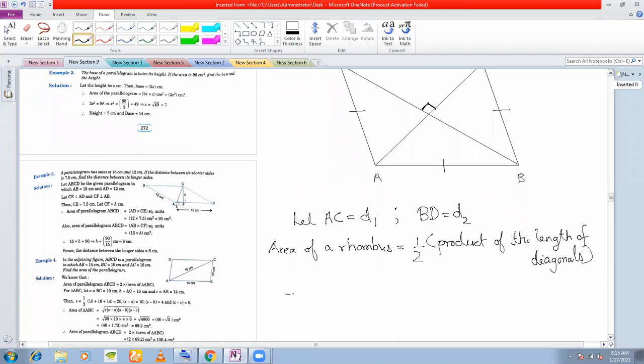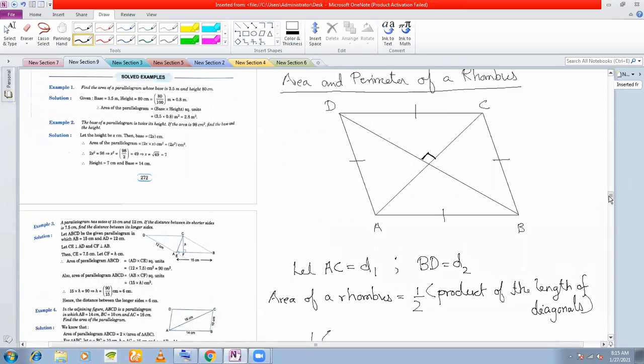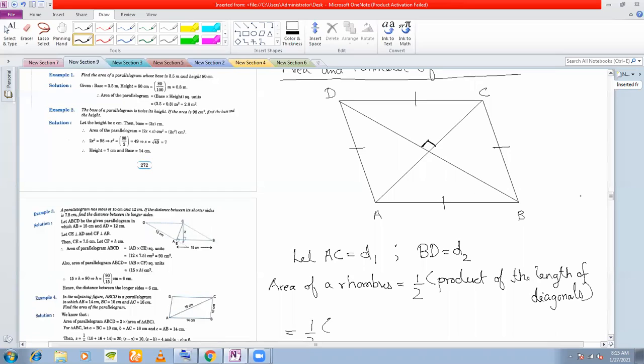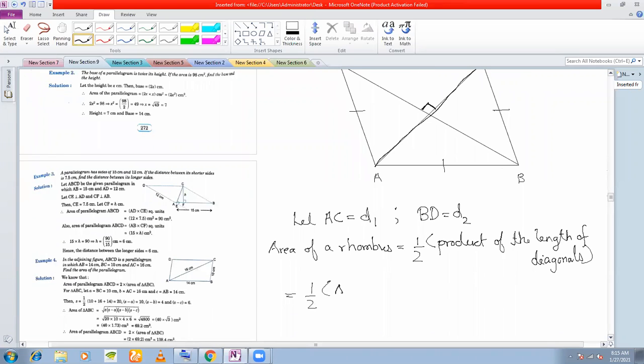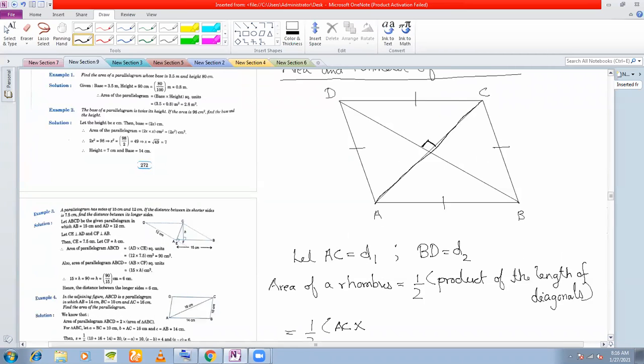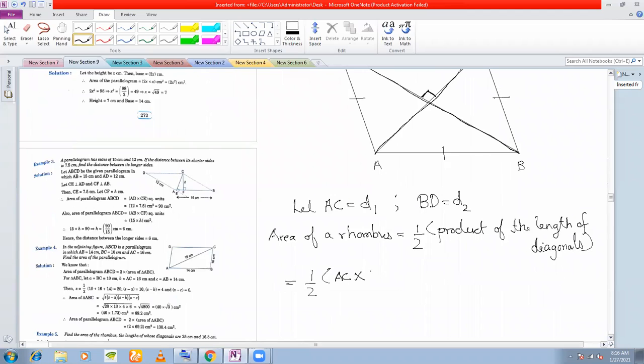In terms of capital A, capital B, how do you write? What is the product of the length of the diagonals? The length of this diagonal is AC, so we'll write AC into the length of the other diagonal, which is BD. We'll write BD.